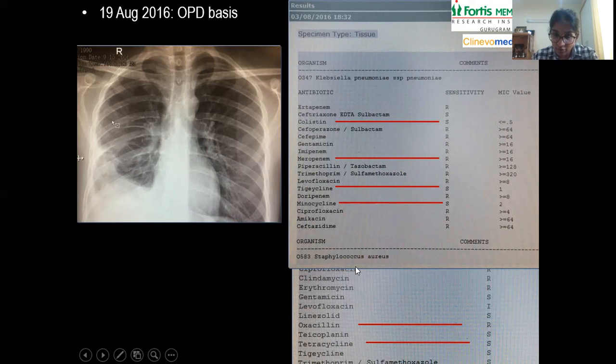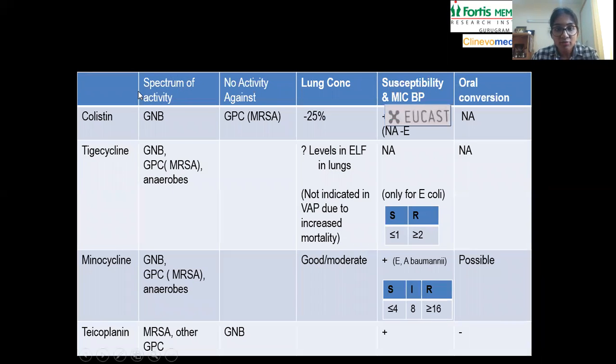Now we looked again at the Staphylococcus aureus MRSA sensitivity. Here the tigecycline was sensitive, minocycline was not reported, but tetracycline was sensitive. So when you have tetracycline sensitive and tigecycline sensitive, minocycline is likely to be sensitive. So in this patient, can we use minocycline for treating this empyema? These were the various factors which we considered while choosing the antibiotic.